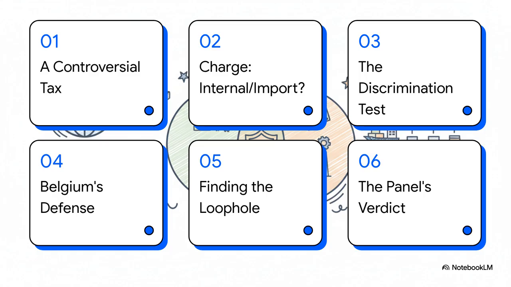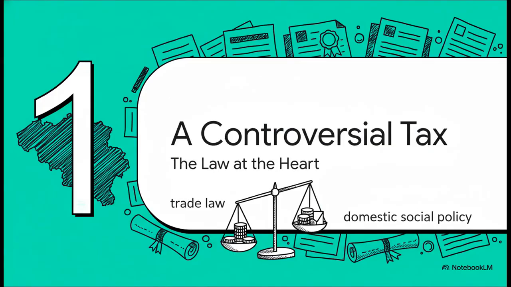To really get a grip on the panel's final decision, we're going to follow their exact train of thought. We'll kick things off with the controversial tax itself, then walk through the key legal questions about discrimination, take a look at Belgium's pretty clever defense, and then finally see how the panel pieced it all together for their landmark verdict. All right, Section 1, let's dig in.